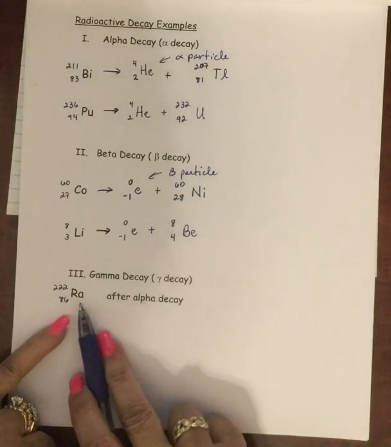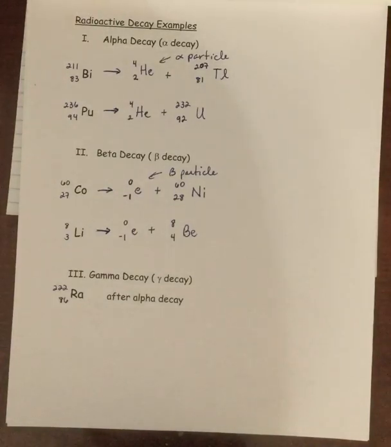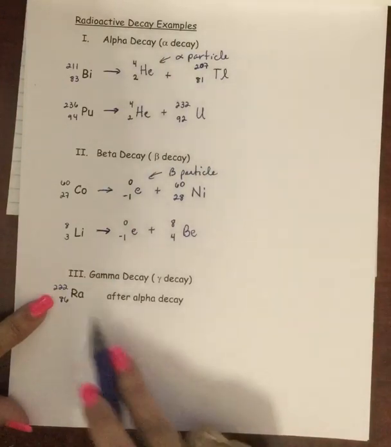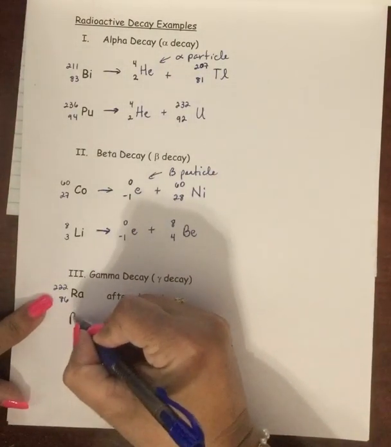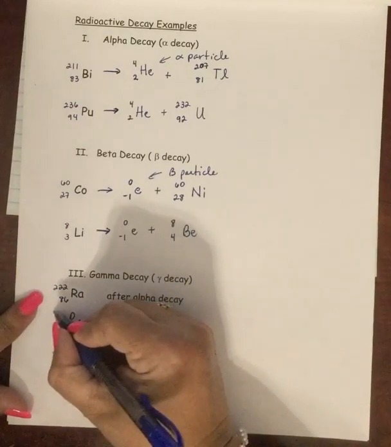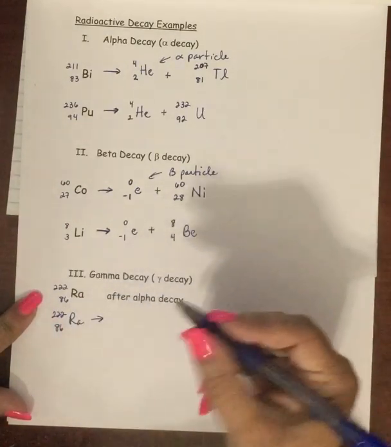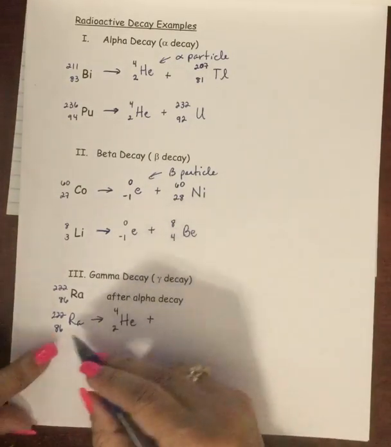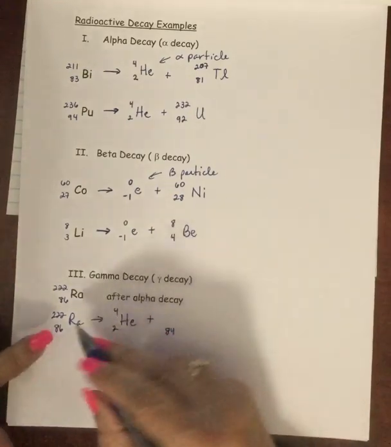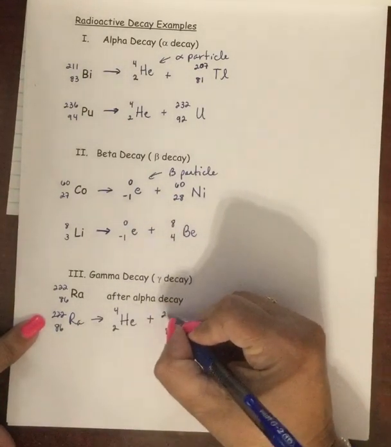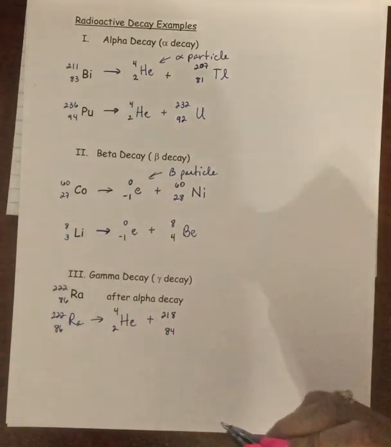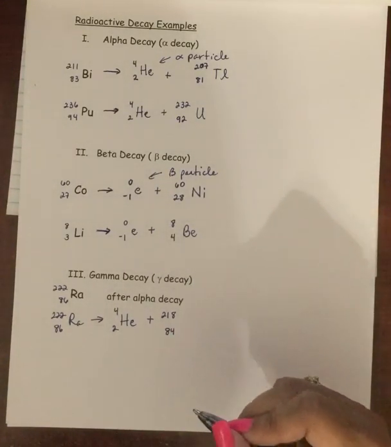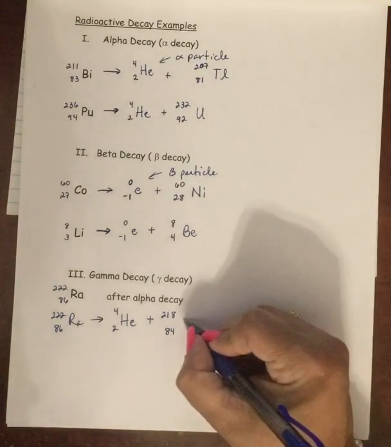So we start out with radium. Yeah, radon is Rn, radium. So we start out with radium, and we are going to alpha decay it. So we have Ra, 86, 222, yields a helium atom. And 86 minus 2 is 84. 222 minus 4 is 218. And our new atom with an atomic number of 84 is polonium.